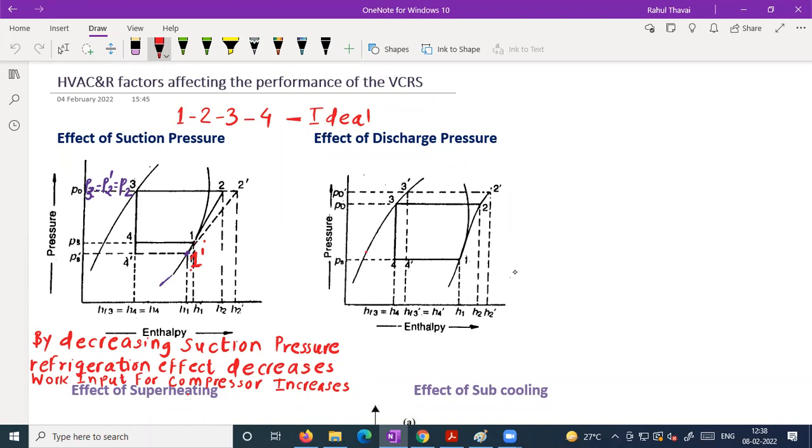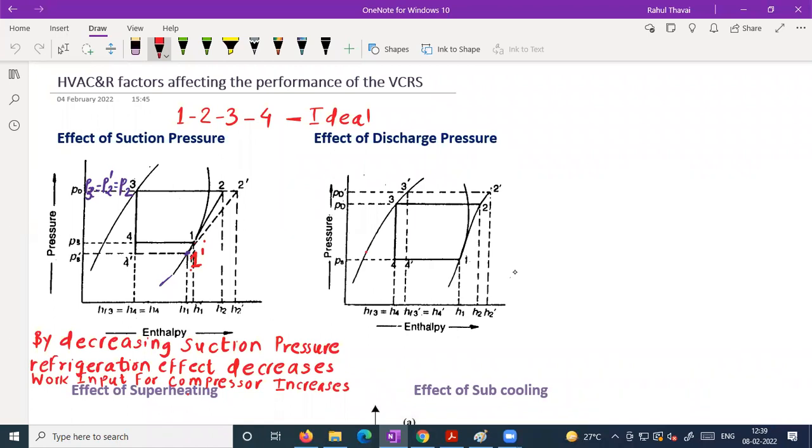From point 3, I used to draw a vertical line till point 4. Similarly, from point 3 dash, I draw a vertical line till point 4 dash. From point 4, I used to draw a horizontal line which cuts the right hand part of the curve at point 1. Similarly, from 4 dash, I draw a horizontal line which cuts the right hand part of the curve at point 1, same as 1 dash. So this is how the cycle works.